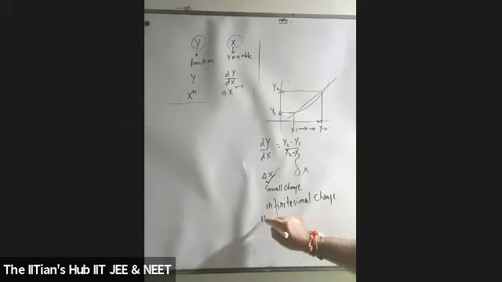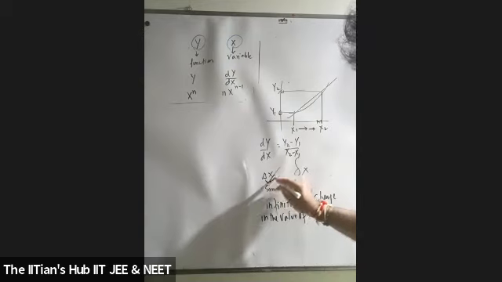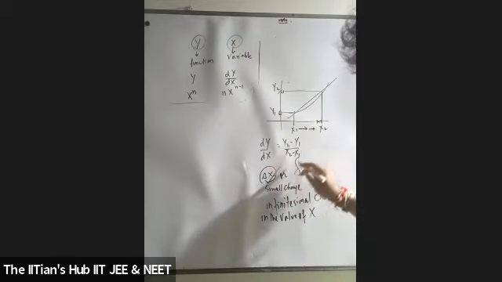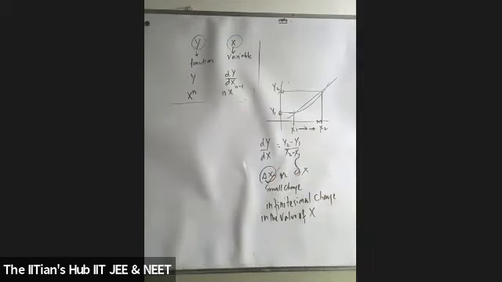Change in the value of x. This infinitesimal change can be written in terms of delta x. Yeah, aise delta x likho.